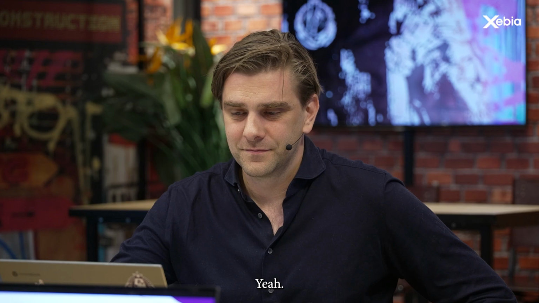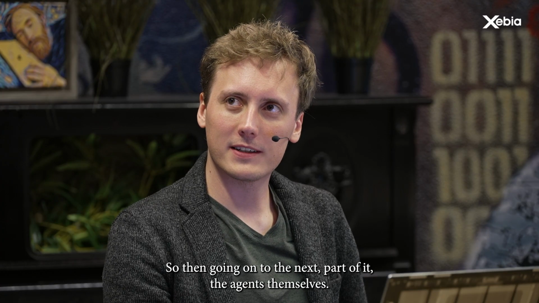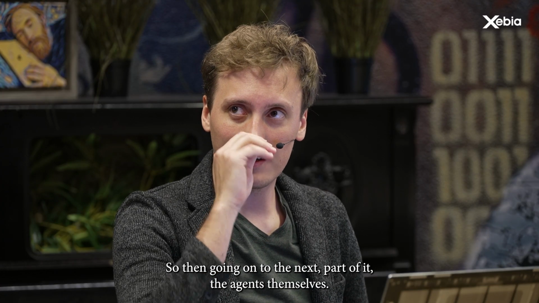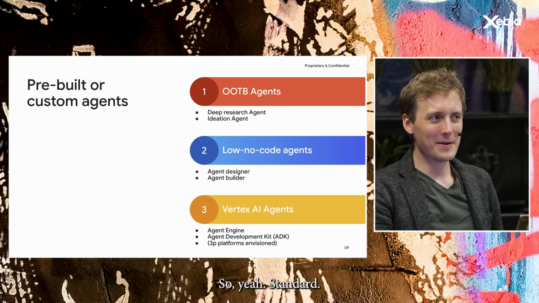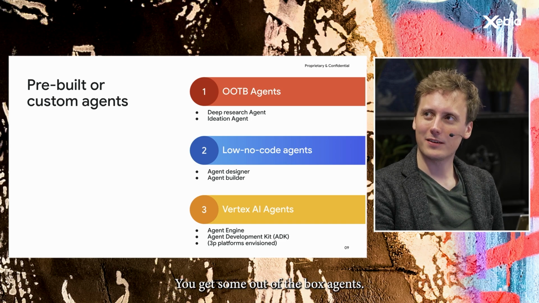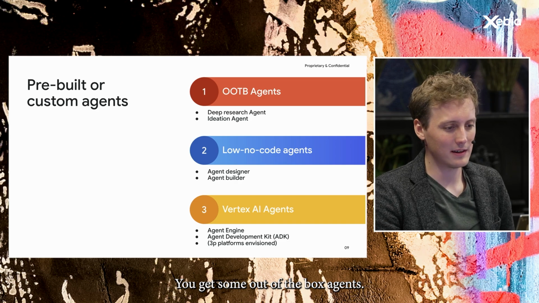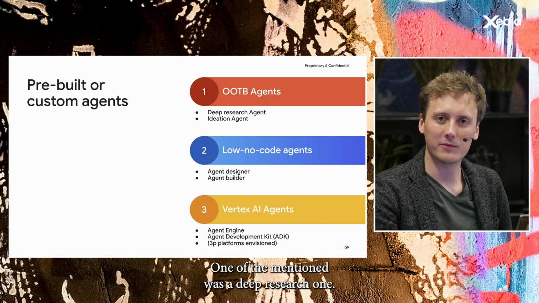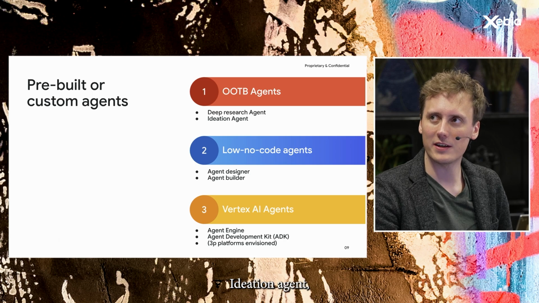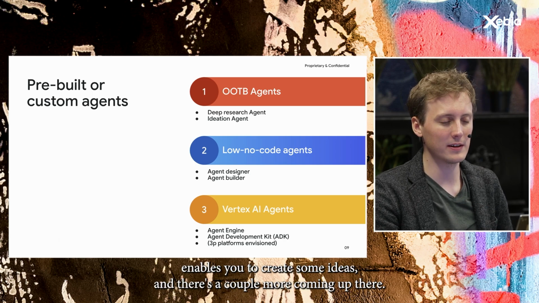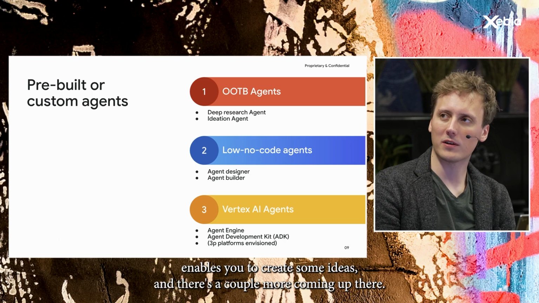Thanks. All right. So then going on to the next part, the agents themselves, right? It's called AgentSpace. So as standard, you get some out-of-the-box agents. One of them mentioned was the deep research one. One of them is in private preview, I believe. The ideation agent enables you to create some ideas, and there's a couple more coming up there.